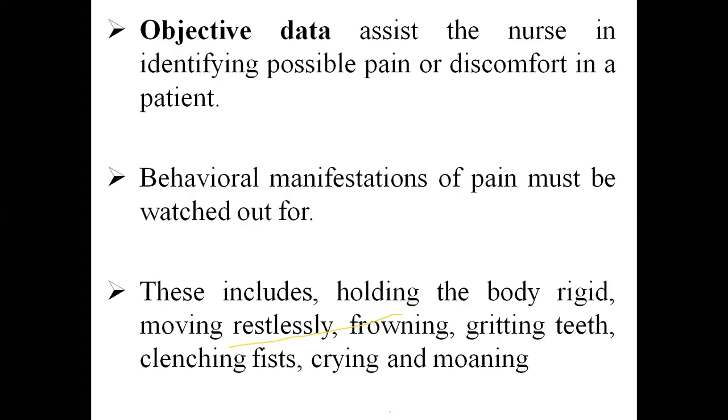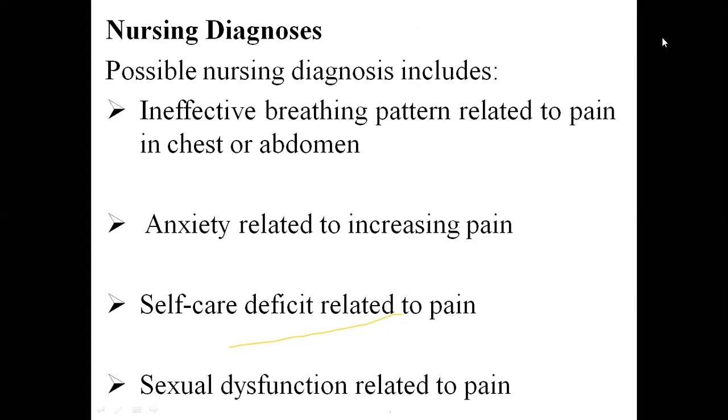The objective data assists the nurse in identifying possible pain and discomfort in the patient. Behavioral manifestation of pain must be watched out for. That is, when you are observing the patient, you look at the patient and take your observation of how the patient reacts to the pain they complain of. This includes holding the body rigid, moving restlessly, frowning, gritting of the teeth, clenching fists, crying or moaning. You know, when we mentioned that there are different ways of tolerating pain, you'll be able to note the objective one in your patient.